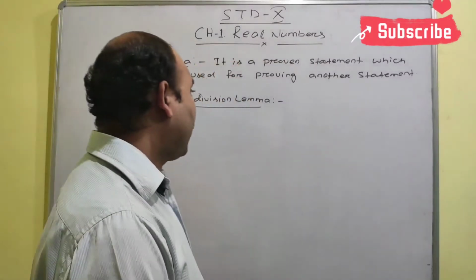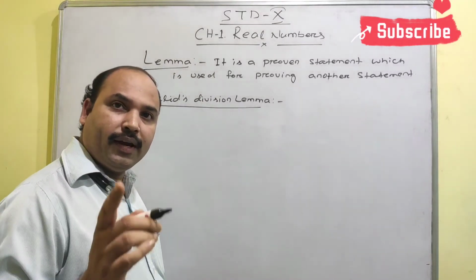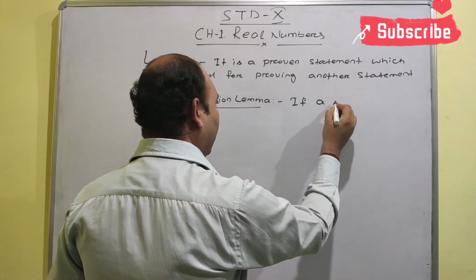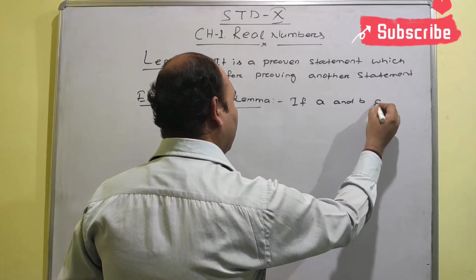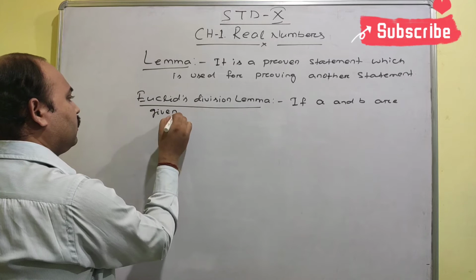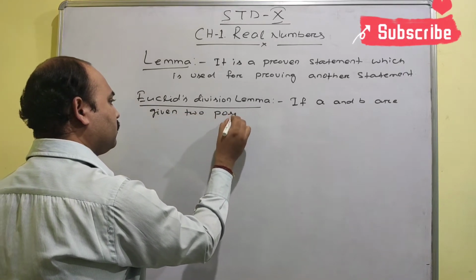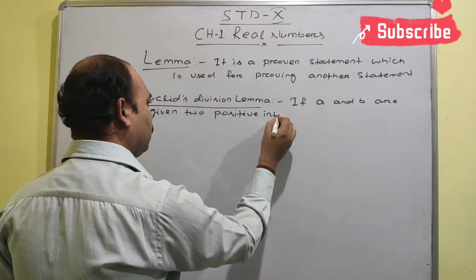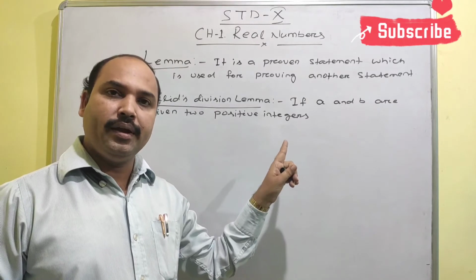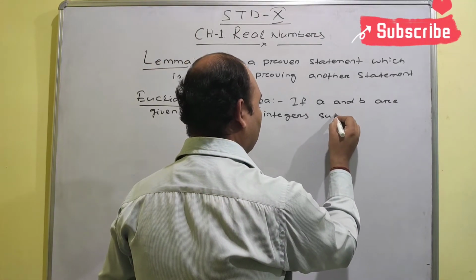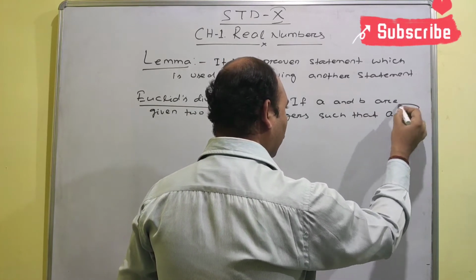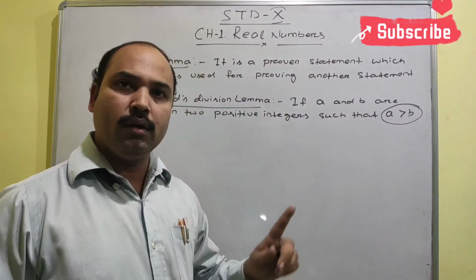Got it? First we'll write that one. If a and b are given two positive integers such that a is greater than b. It is most important: a is greater than b.